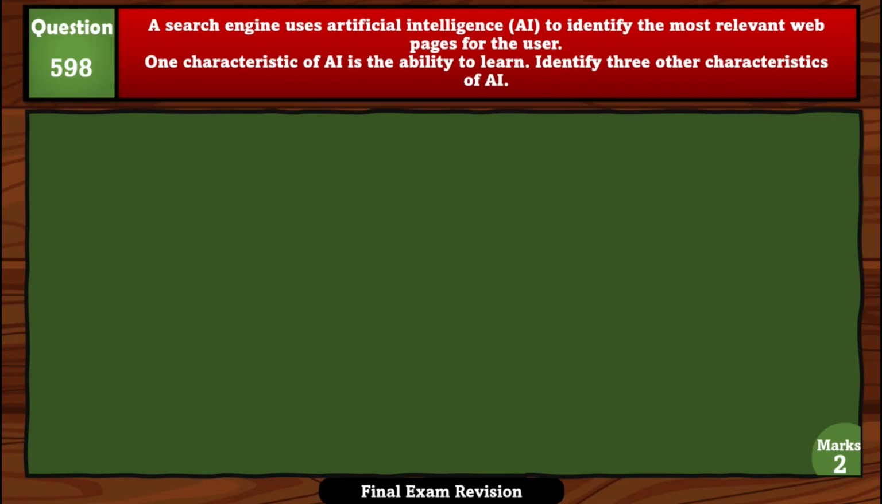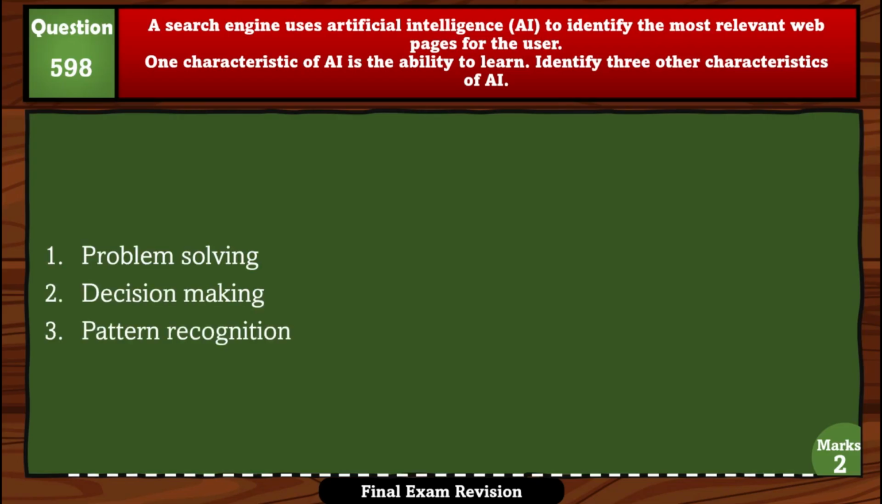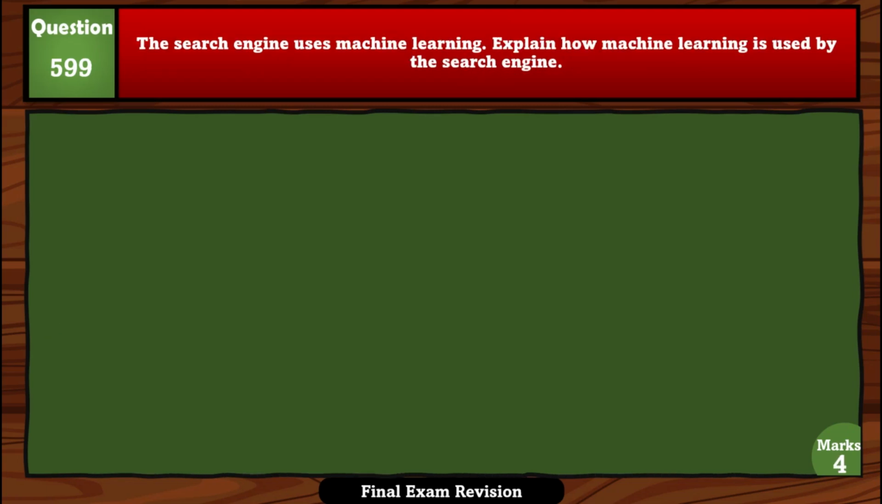Question 598. A search engine uses AI to identify the most relevant web pages for the user. One characteristic of AI is the ability to learn. Identify three other characteristics of AI. Number one, problem solving. Number two, decision making. Number three, pattern recognition.